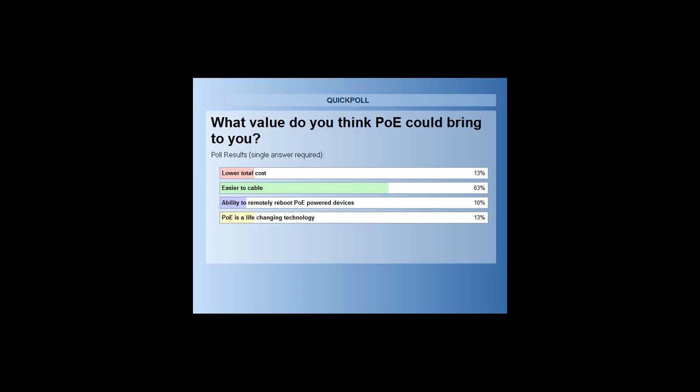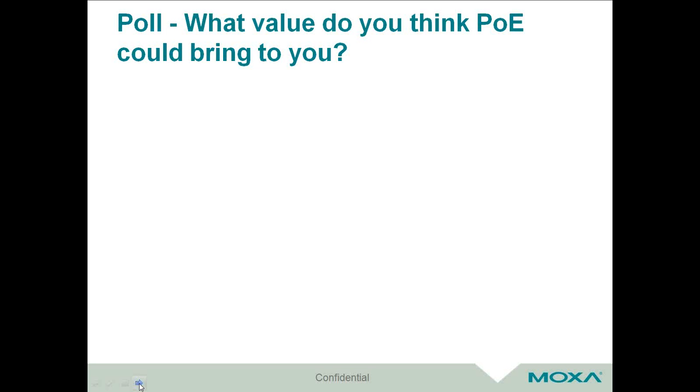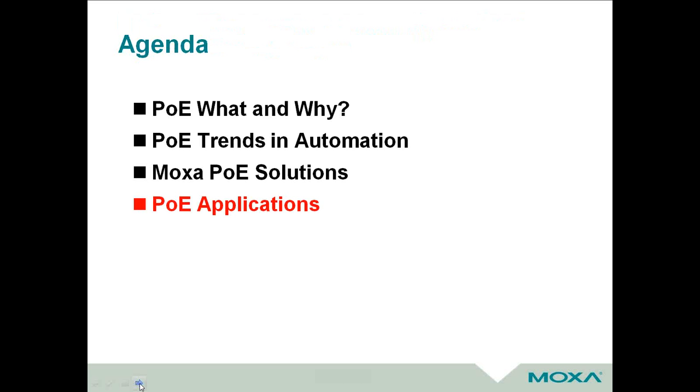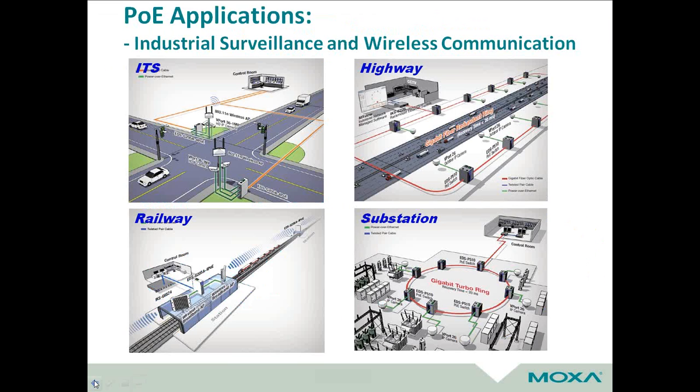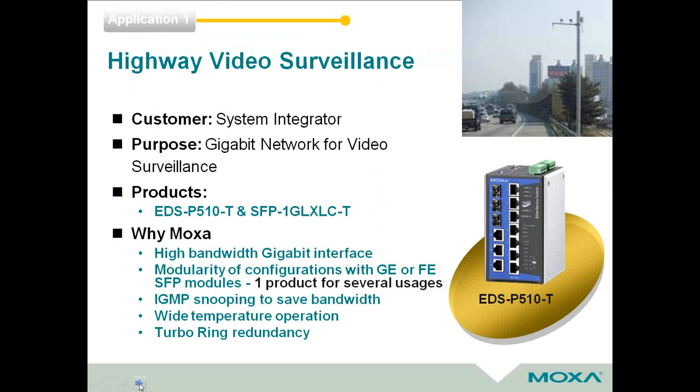Okay, so wrapping it up, and we're just going to talk about the actual applications real quick. Oops, I skipped one here. We see a lot of different applications, but we're just going to talk about 4 real quick. For ITS, for transportation, maybe use on the highway, railway, and even some substation automation. We'll just go through those real quick. So highway video surveillance, can you imagine putting a camera up on the top of a pole that has to be wired with power and everything else? Not a great idea. So most of the system integrators do prefer using a PoE type of product for this.